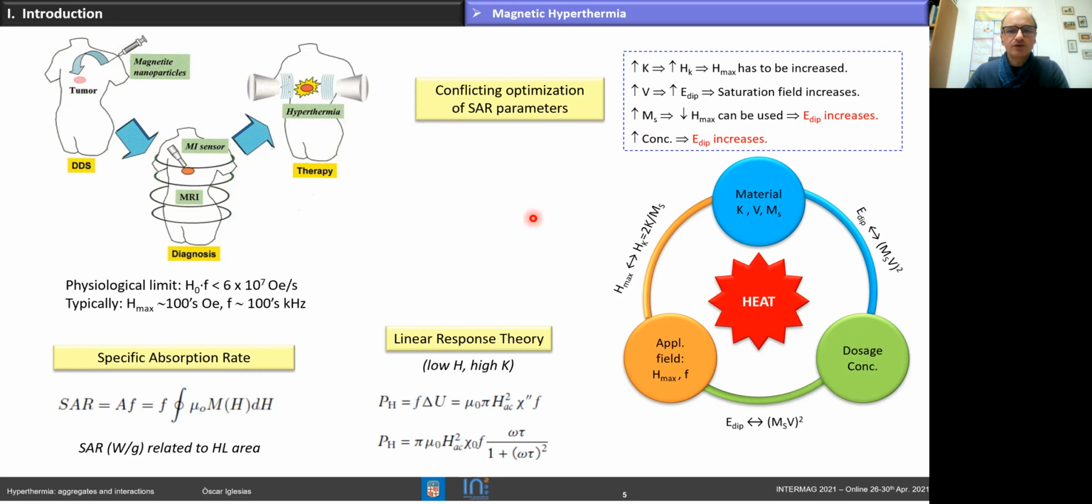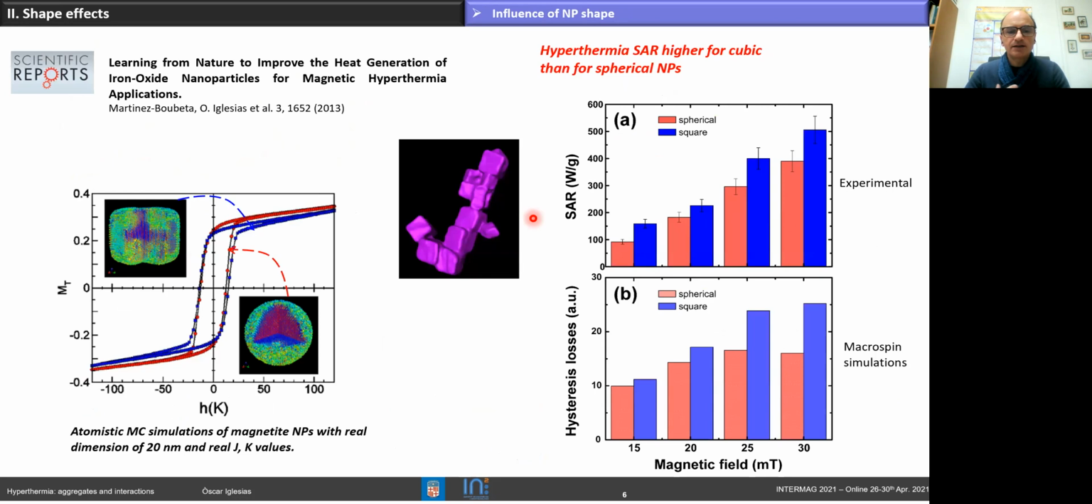However, I could show you that by tuning the geometry and the way in which we place the particles in space, the dipole interactions can increase the SAR, or at least we can minimize their effects.